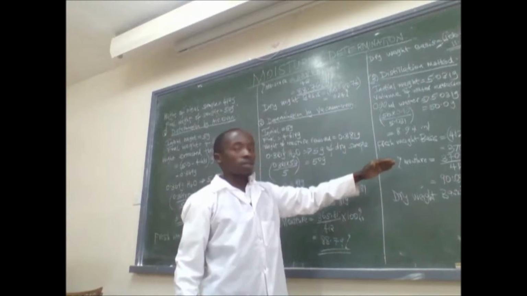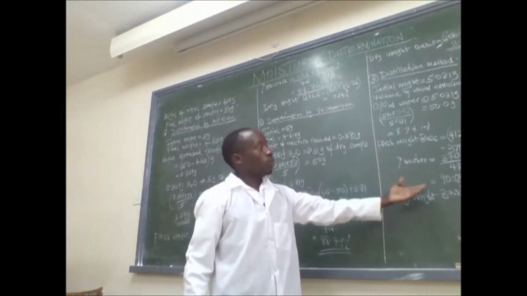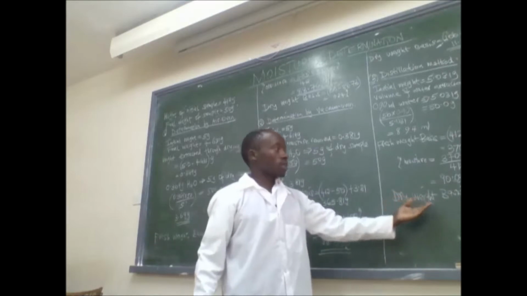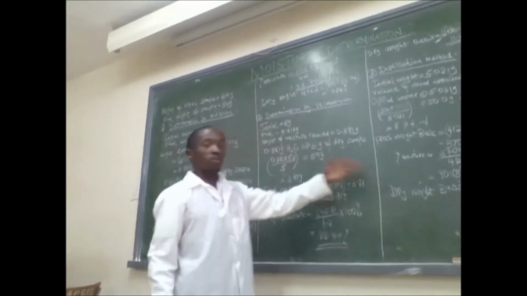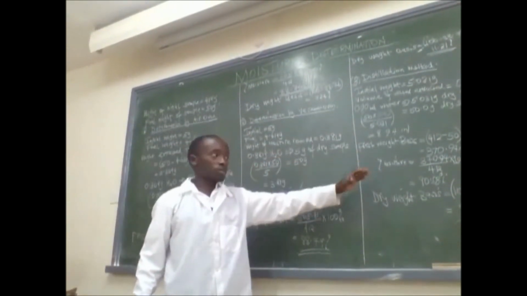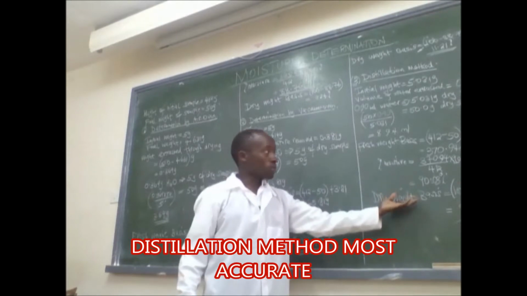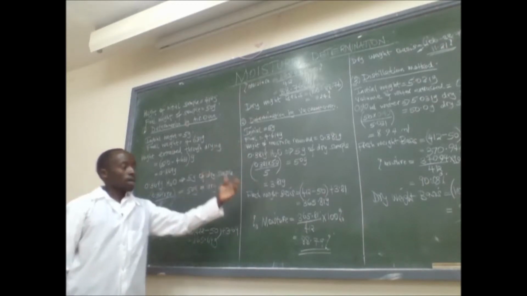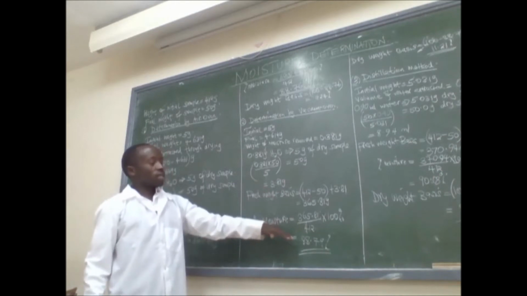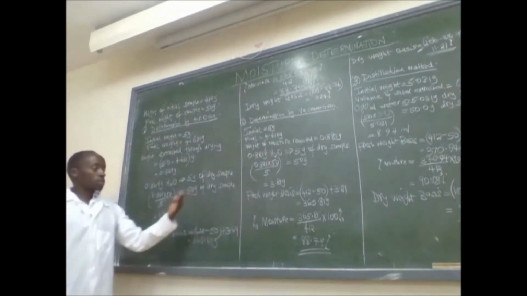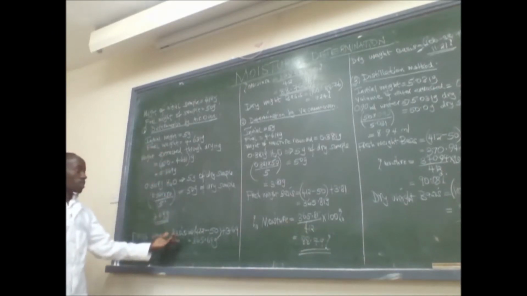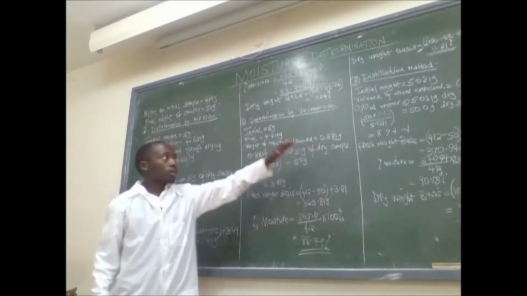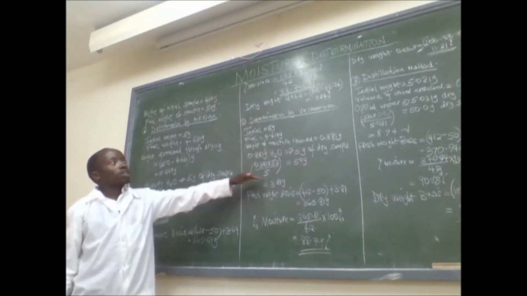And finally, the last experiment that we did was the distillation method, whereby we got 90.03% moisture on wet weight basis, whereas on dry weight basis we obtained 9.97. For the 3 methods used, we see that the distillation method is the best because it was able to extract most of the moisture content, followed by the vacuum oven, which had 88.79 on wet weight basis, whereas the air oven gave the rest, that is 88.76. So for the 3 methods, distillation is the best, followed by vacuum, and then air.